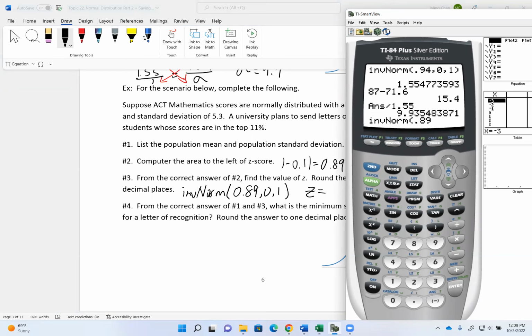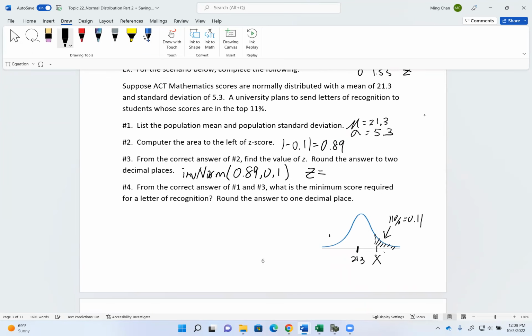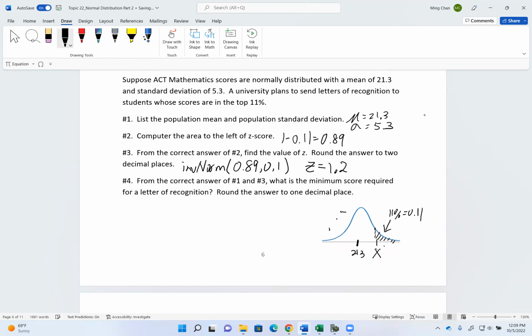.89, comma 0, comma 1. The z-score is 1.23. Round to 2 decimal places, 1.23. Okay, so that is the z-score. So we actually found the z-score here, 1.23.